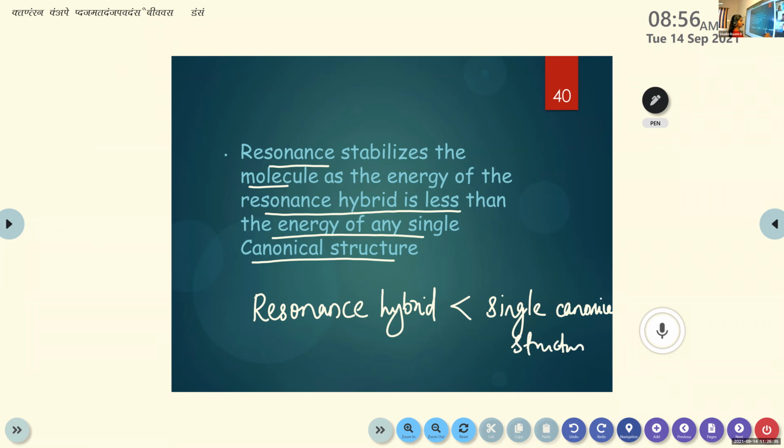Single canonical structure. So resonance stabilizes the molecule as the energy of the resonance hybrid is less than the energy of any single canonical structure. In the case of ozone also, the same thing. The resonance hybrid, structure 3, is less than single canonical structures 1 and 2.